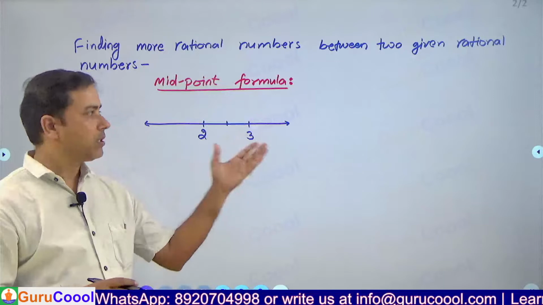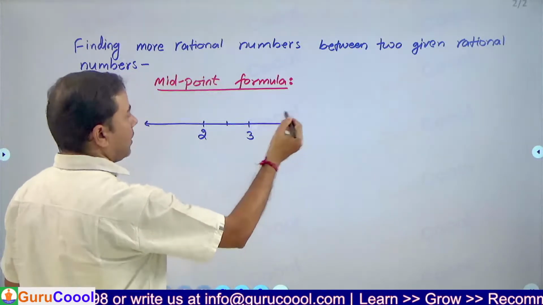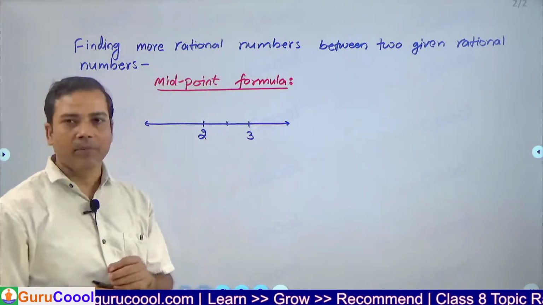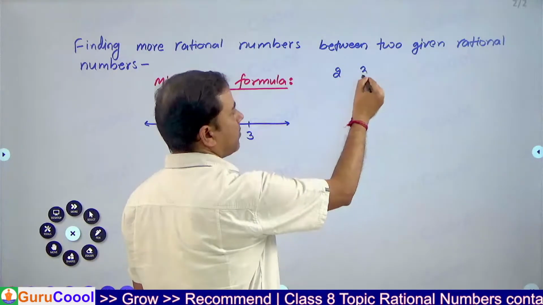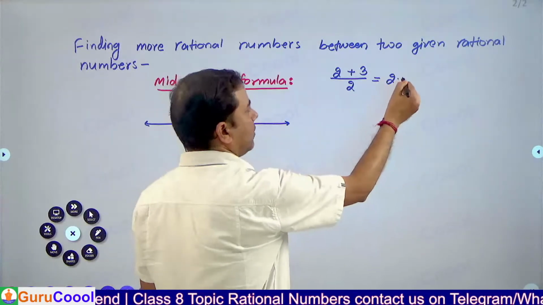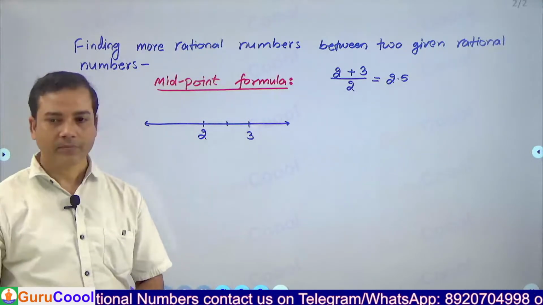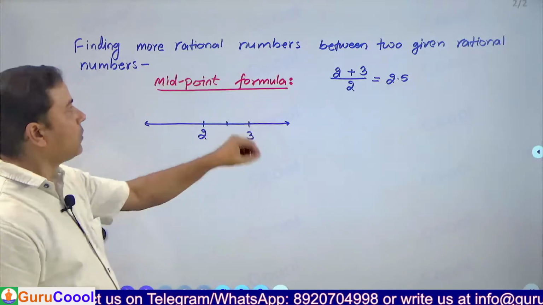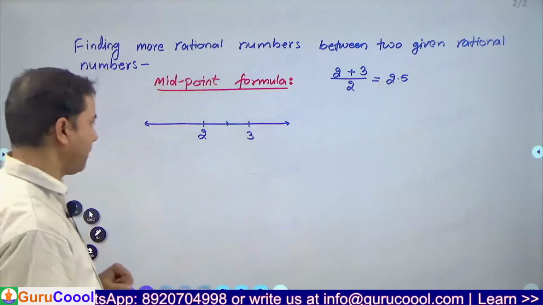They were continuous whole numbers, natural numbers. The formula is you add the two numbers and the sum is divided by 2. First number 2, second number 3, you add them and divide by 2. You get that number just in the mid. We will use this formula to find more rational numbers between two given rational numbers.